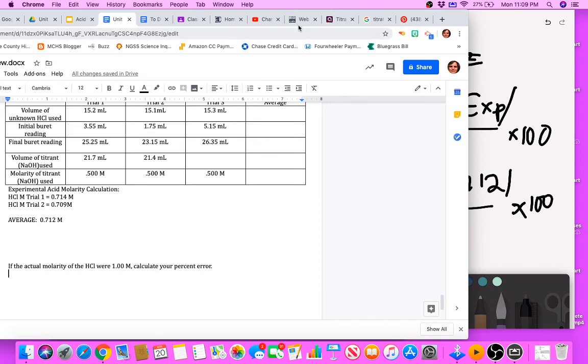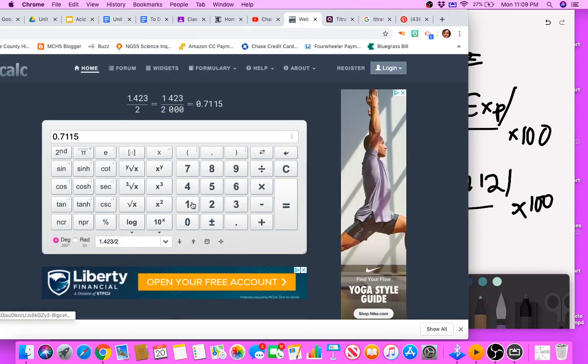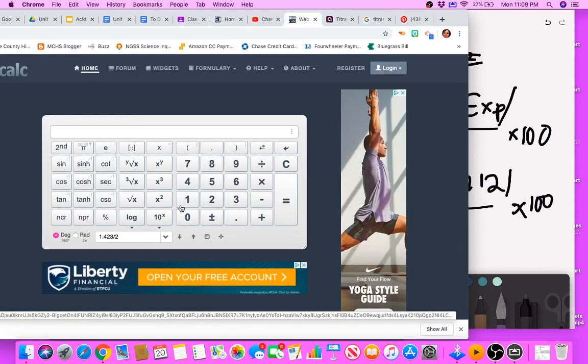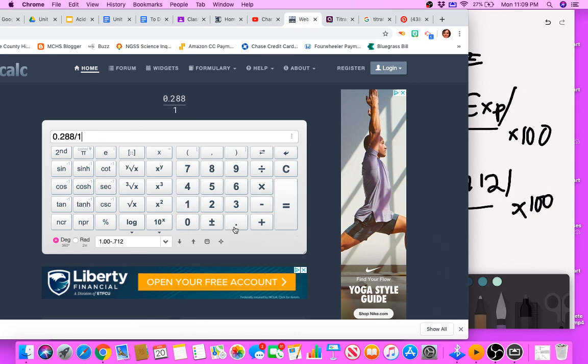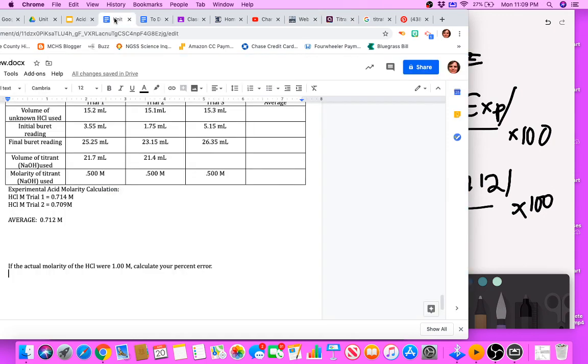Now we're going to punch that in our calculator. So let's clear it first, don't forget to clear it. 1.00 minus 0.712 equals, divided by 1.00 equals, and then times 100 equals. And our percent error is 28.8%. So that is not great for this.